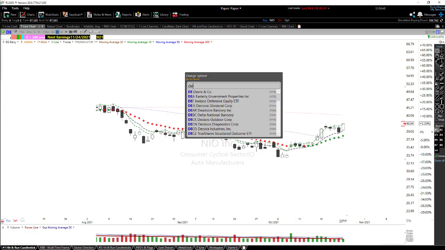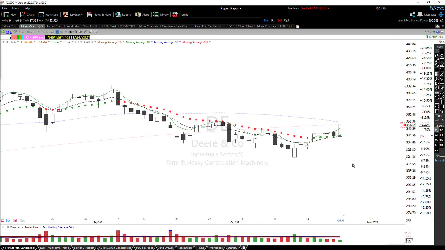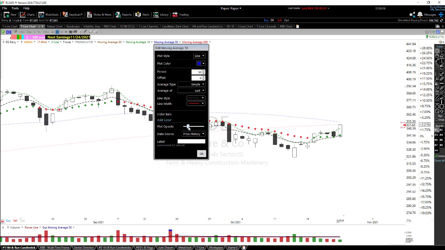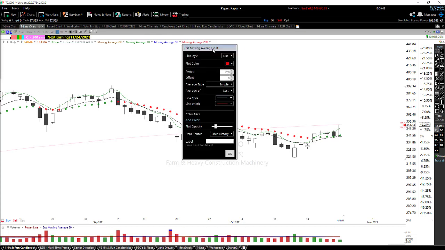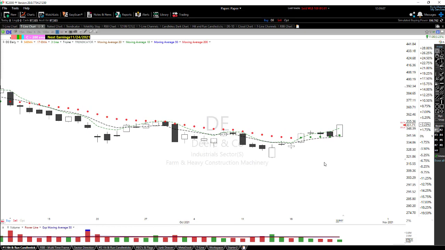Here, DEER is popping up. Let's do this really quick. I'm gonna delete the 50, and we're gonna delete the 200, because I don't want those to get in the way of this. There we go. All right.